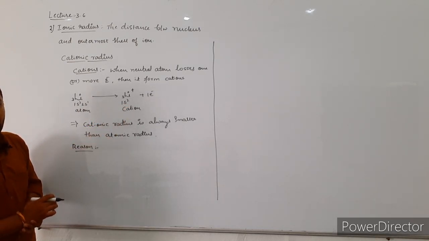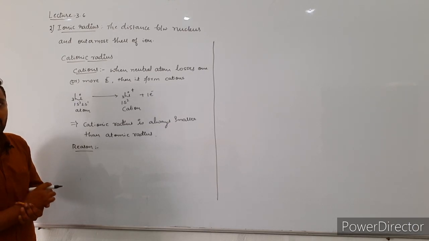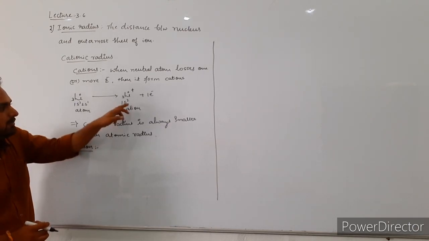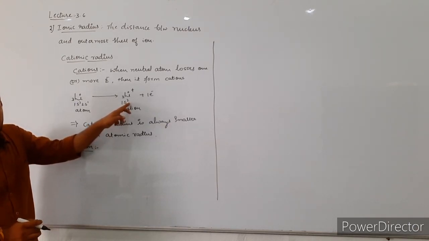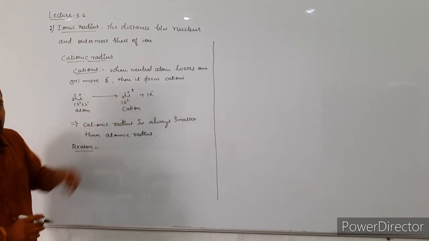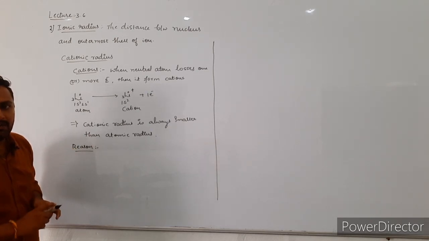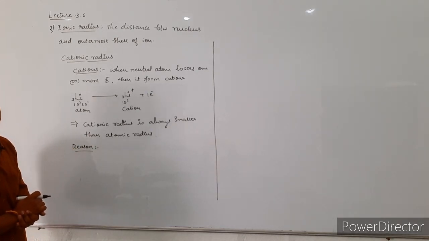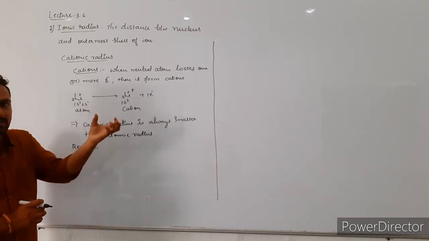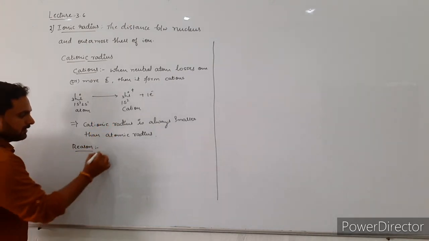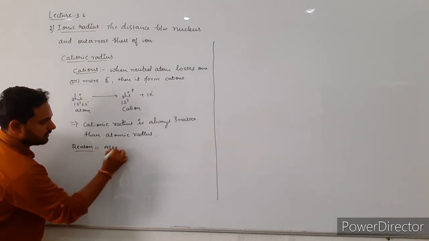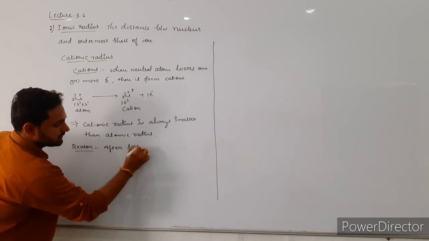Because of more number of protons, the effective nuclear charge increases for remaining electrons. When effective nuclear charge increases for remaining electrons, the remaining electrons will be strongly attracted to the nucleus. In such cases, what happens? The size decreases.